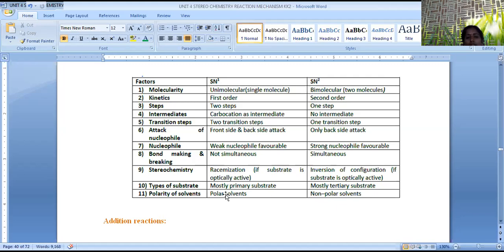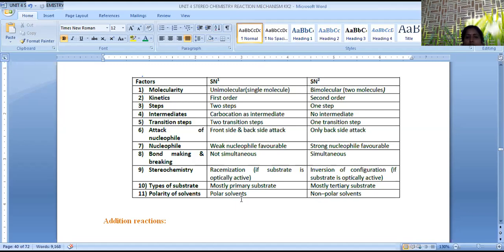Polarity of the solvent: SN1 reaction is facilitated by polar protic solvents, whereas SN2 reactions are facilitated by non-polar aprotic solvents, because in SN1 reaction carbocation ionic mechanism is followed, whereas in SN2 reaction non-ionic transition state mechanism is followed. That's the reason why protic solvent is suitable for SN1, aprotic solvent is suitable for SN2 type of mechanism.